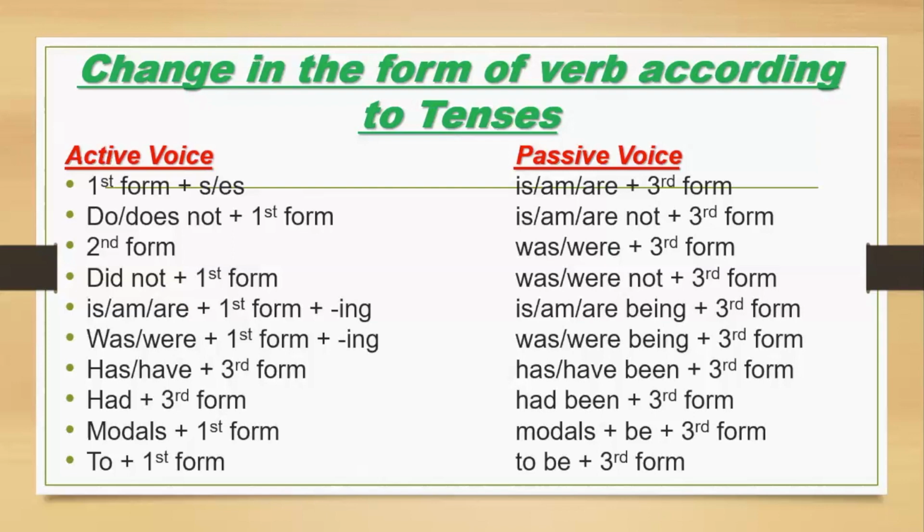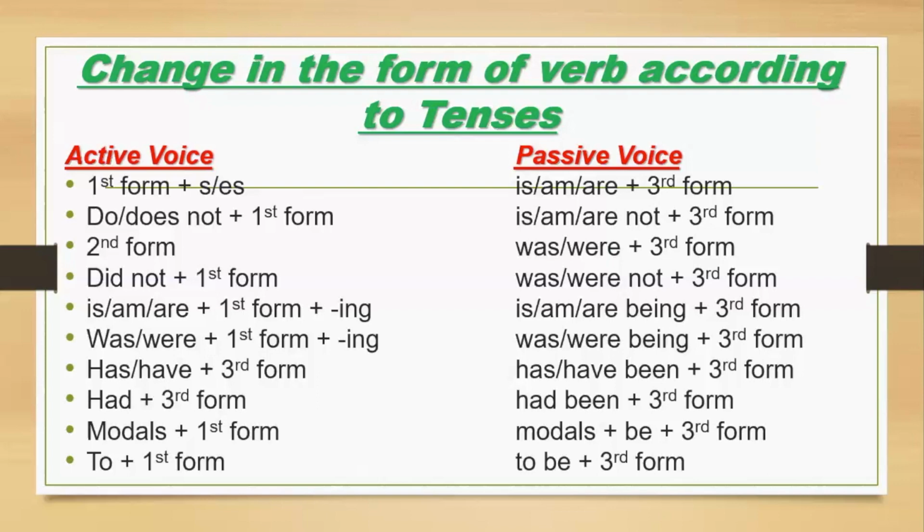Next, is, am, are plus first form of the verb plus ing means if there is present continuous tense, then it will change into is, am, are plus being plus third form of verb. Here is, am, are is same. First form of verb is changed into third form of verb and ing is replaced by be. Like this only, past continuous tense, was, were plus first form of verb plus ing will change into was, were plus being plus third form of verb.